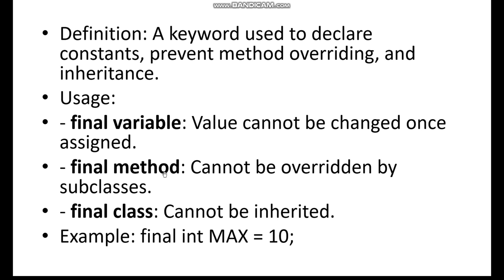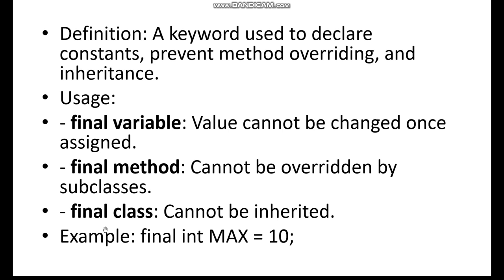Then if you make a final method, method overriding cannot be done on it. Suppose a subclass tries to override that particular method, it will not be overridden, because that method has been made final. That's why overriding is not possible. If you try to do this, it will give an error. Then the third thing is the final class. A final class cannot be inherited. Like, class B tries to extend class A, but class A is defined as final.